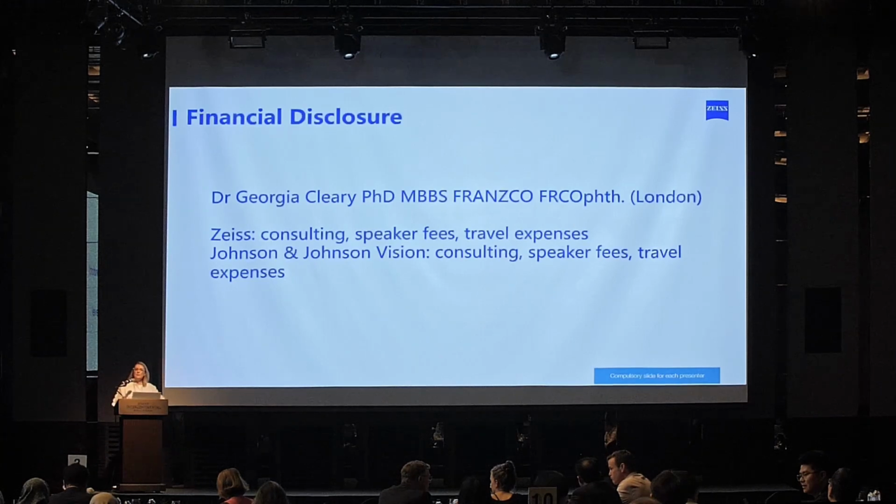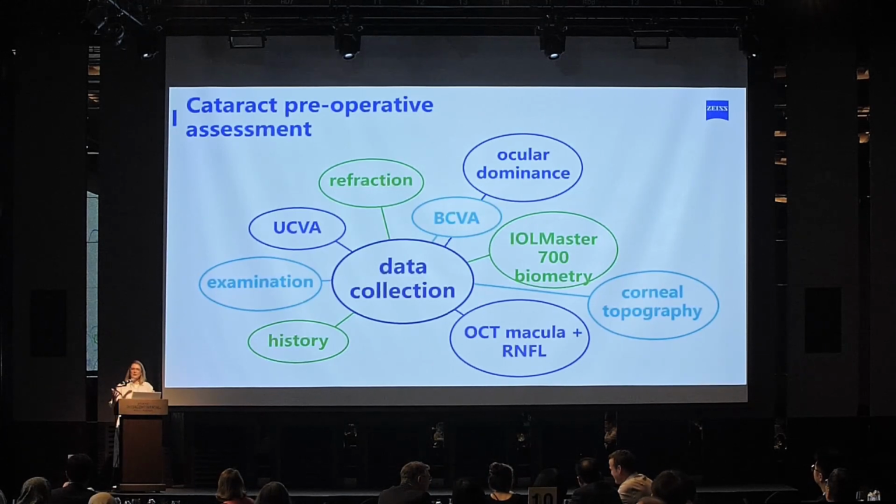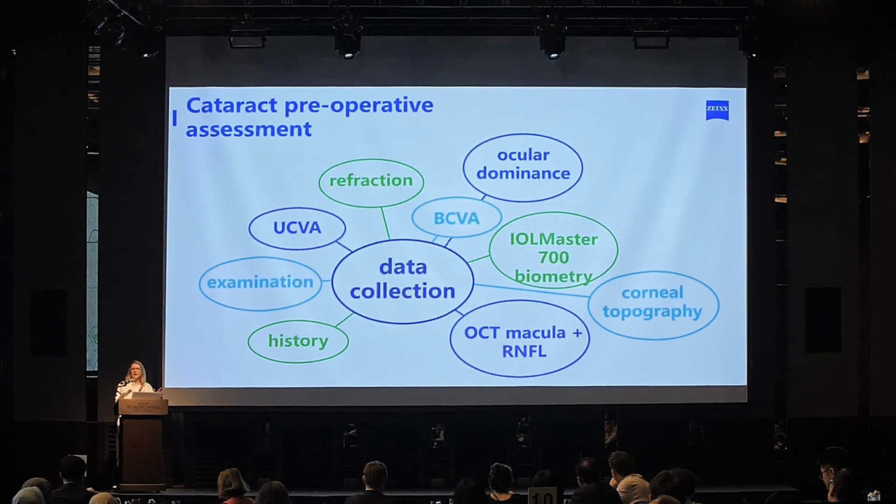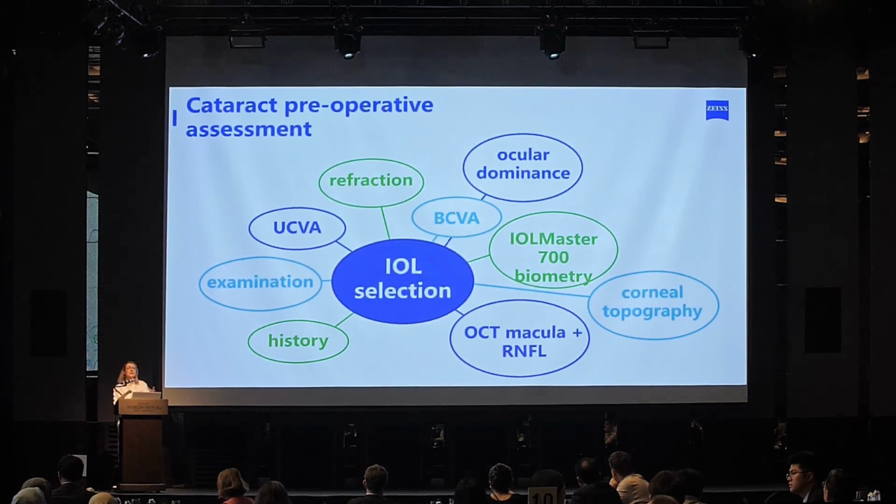Disclosures. So I'm a cornea, cataract and refractive surgeon in Melbourne, in Australia, and when I'm seeing my cataract patients, there's so much information to synthesize. We've got a patient in front of us, we're trying to get a feel for their personality, their lifestyle, and then we have an array of testing and an array of scans. We've got to put all of this information together, all of this data collection, to make a recommendation and a selection for an intraocular lens.